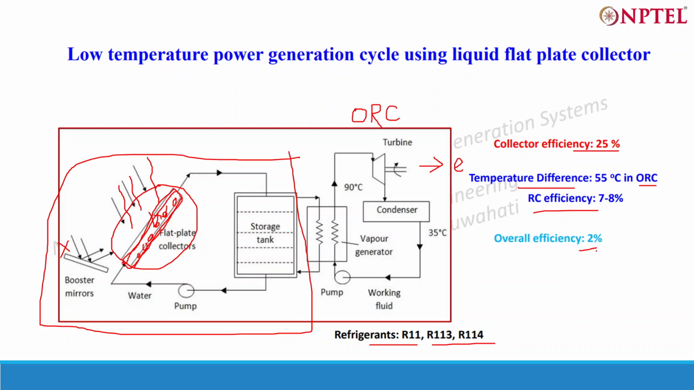So low temperature power generation cycles using liquid flat plate collectors are actually very much less efficient, so that's why they are not much used. They can only be used in small scale power generation systems, because at 2% efficiency you are not bothered about the efficiency, you are just bothered about whatever power you can take out for running some small systems. So this is like a conceptual thing, but it can be implemented.